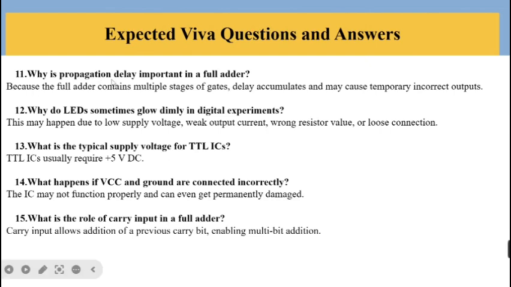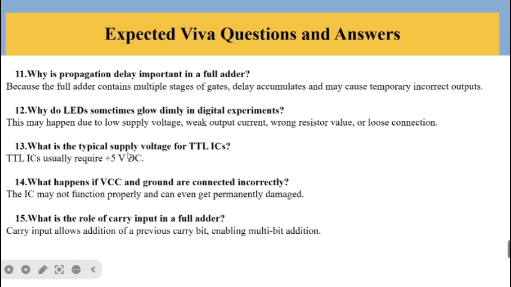Why is propagation delay important in a full adder? Because the full adder contains multiple stages of gates. Delay accumulates and may cause temporary incorrect outputs. Why do LEDs sometimes glow dimly in digital experiments? This may happen due to low supply voltage, weak output current, wrong resistor value, or loose connections.